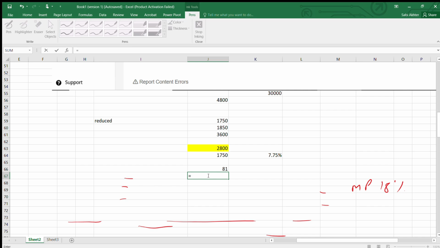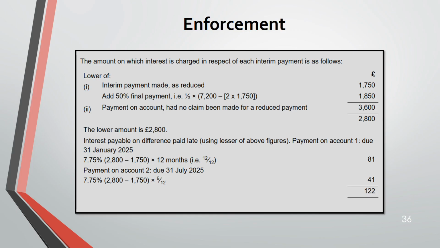For payment on account 2, it is this minus this into this into 6 months. So now the total interest is this 2, 122. So that's the answer for activity 3.